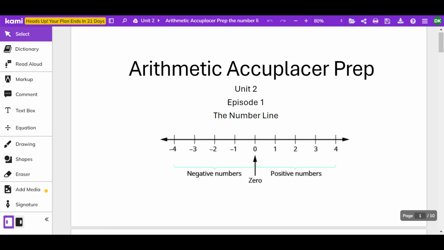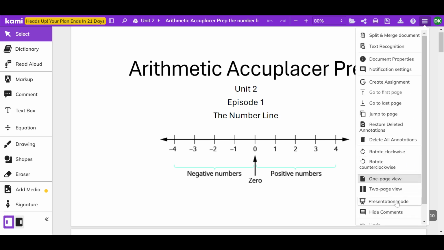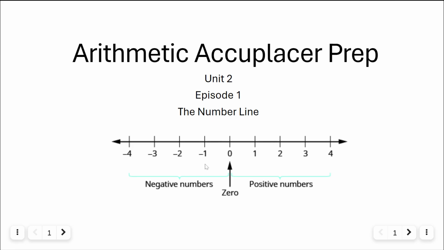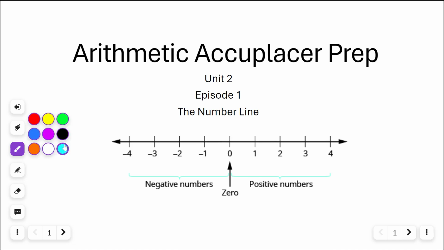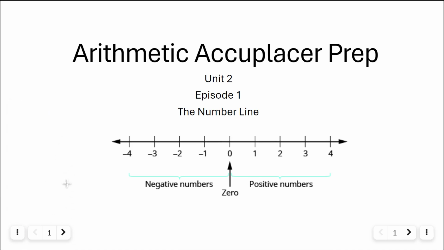Today we're going to be talking about the number line, getting started in Unit 2 of our Accuplacer review. So we'll talk about the number line, rational numbers. We'll quickly make sure that you remember all of this. I'm sure many of you do. Okay, so you can see a number line on the front page here with 0, negative numbers to the left, and positive numbers to the right.